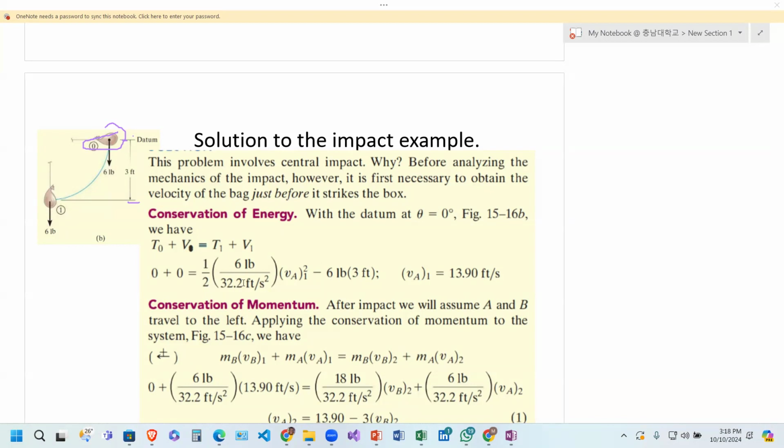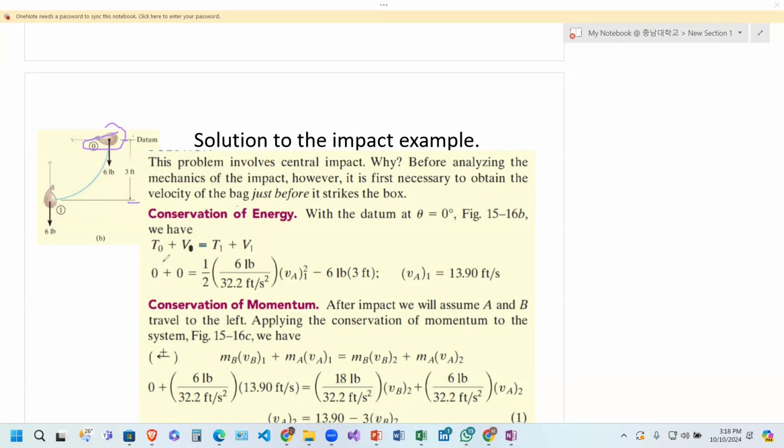Remember, we have our datum and we have different angles. At point 0, the angle theta is 0. At point 1, the angle theta is 90 degrees. So let's start with the position at theta equal to 0. For the conservation of energy, we know that T naught plus V naught is equal to T1 plus V1.